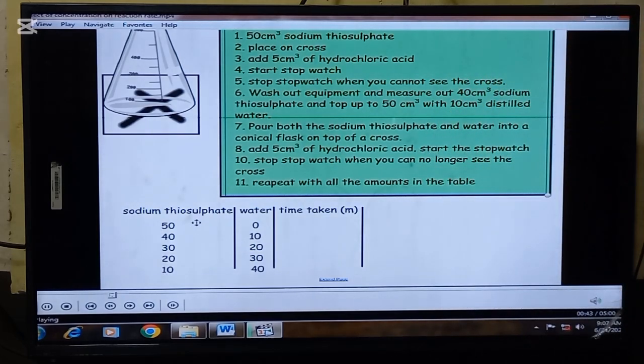We change the amount or volume of sodium thiosulfate, and that reduces the concentration of sodium thiosulfate. Really bad table there, no units at all, so that's what not to do. Anyway, this one is the most concentrated because it's not diluted by the water at all, and then they get progressively more and more diluted.